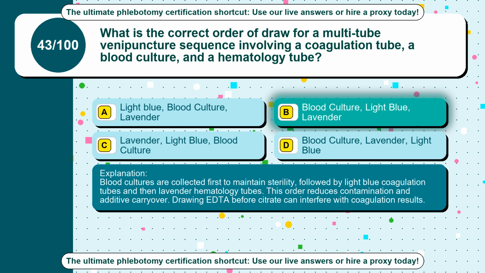Blood cultures are collected first to maintain sterility, followed by light blue coagulation tubes and then lavender hematology tubes. This order reduces contamination and additive carryover. Drawing EDTA before citrate can interfere with coagulation results.